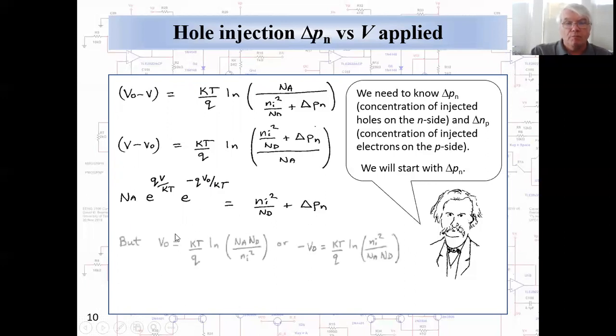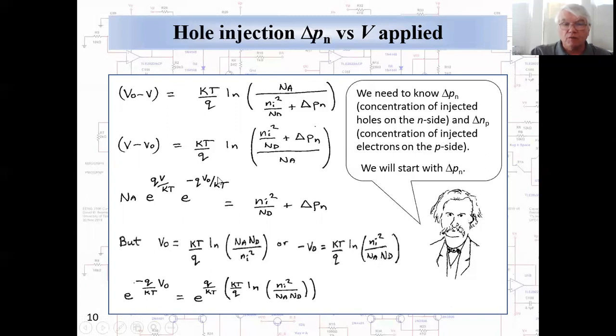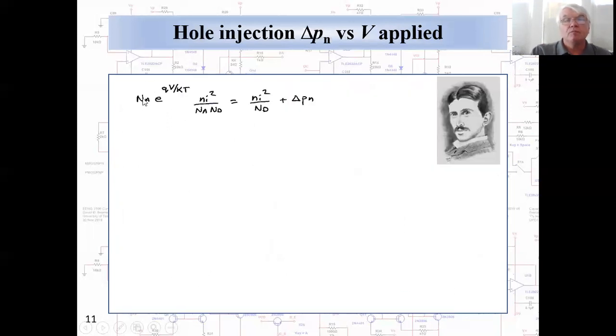So let's move on. But V_0, remember, is kT over q times the natural logarithm of N_A N_D over n_i squared, or minus V_0 is kT over q times the natural logarithm of n_i squared over N_A N_D. Now, let's substitute this in that expression. e to the minus qV_0 over kT is equal to e to the q over kT times kT over q, natural logarithm of n_i squared over N_A N_D. And from that, we arrive at this: e to the minus qV_0 over kT is n_i squared over N_A N_D. That is very convenient because let's substitute that for e to the minus qV_0 over kT.